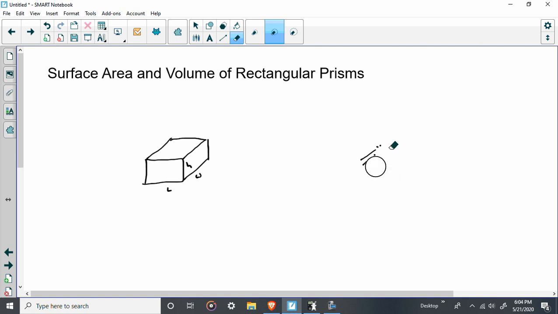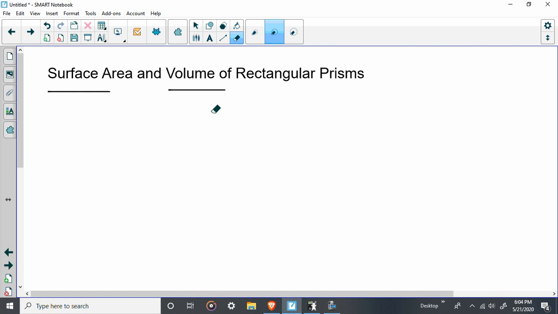And there's two things we can find out about these things. I guess there's more things, but two things that we're going to focus on today, and that's going to be surface area and volume. Now, surface area is, if you think about this as a box, how much wrapping paper would you need to cover all these sides? Essentially, you're going to find the area of the 6 surfaces that make it up.